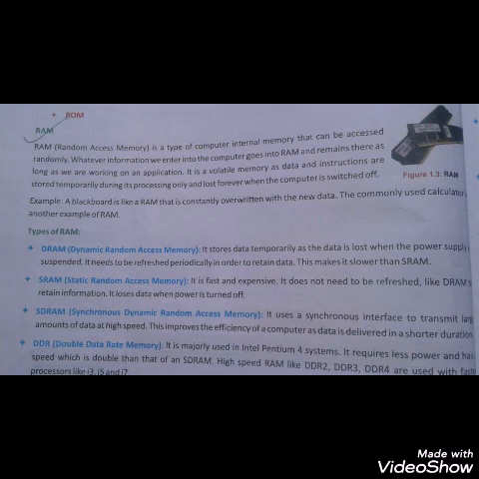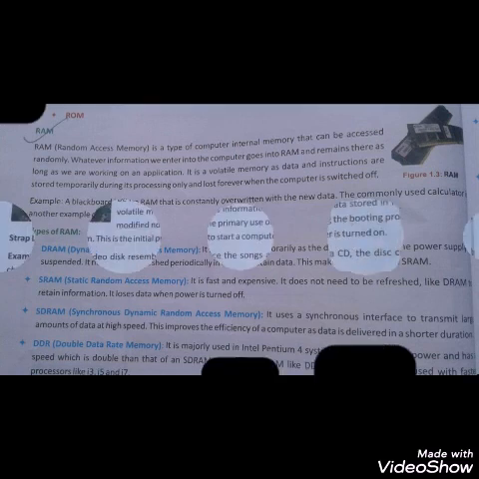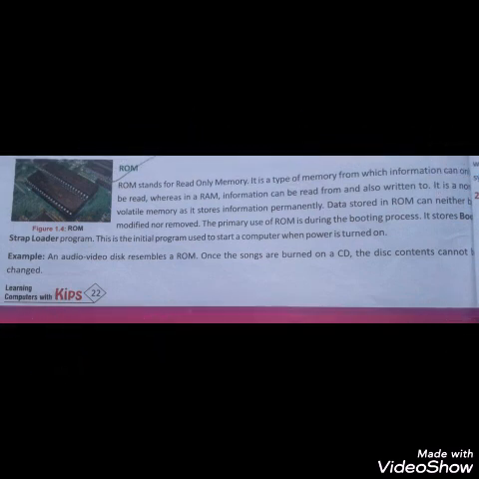Next is ROM. ROM stands for read only memory. It is a type of memory from which information can only be read. It is non-volatile memory as it stores information permanently. Data stored in ROM can neither be modified nor removed. The primary use of the ROM is during the booting process. So the first type of the internal memory is completed here.